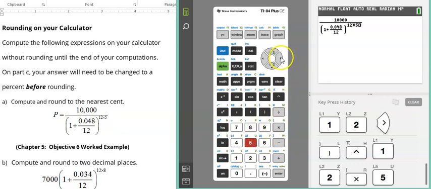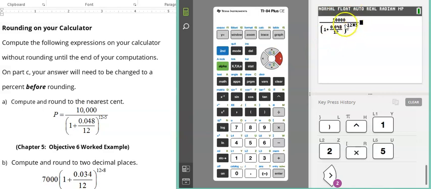Now in general, I like to use the right key to move all the way out to make sure the expression is set up correctly. And if you compare it to here, we have 10,000, we have the sum of 1 and this fraction in the parentheses, and only that, and it's all raised to this exponent. Okay, so now you don't want to do any computations and round midway. You want to get the whole expression in there, or else in this chapter, in general, you'll definitely have round off error. So let's hit enter. And this is our result.